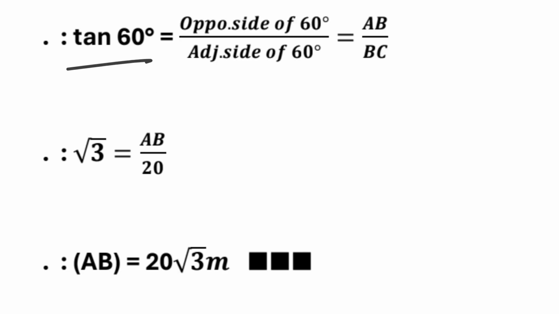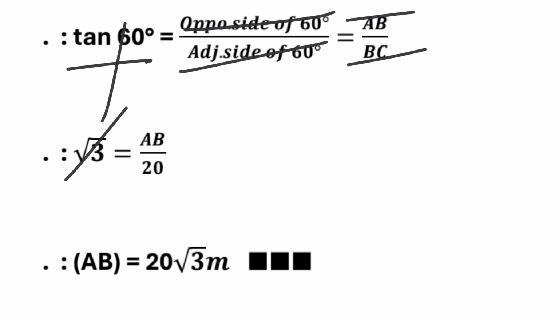Now look here. This is tan 60 is equal to opposite side of 60 degree upon adjacent side of 60 degree, is equal to AB upon BC. We put value of tan 60, root 3, is equal to AB unknown. We write as it is AB and BC 20. Then cross multiplication, we get AB is equal to 20 root 3 meter.